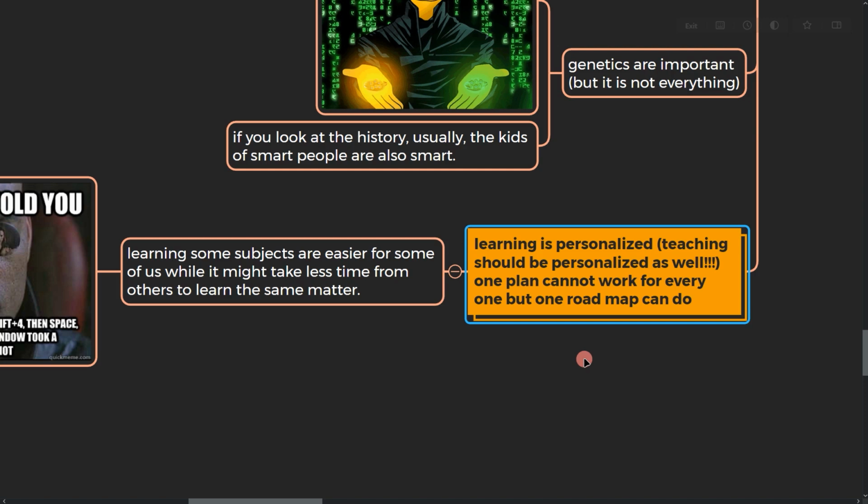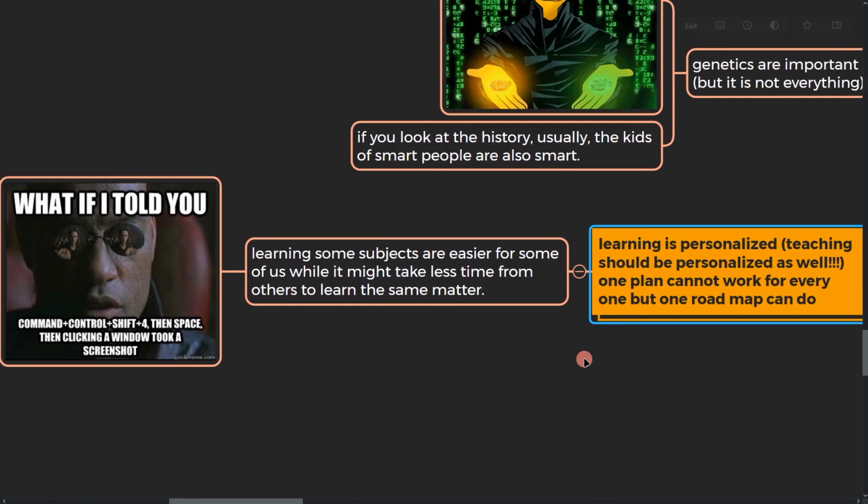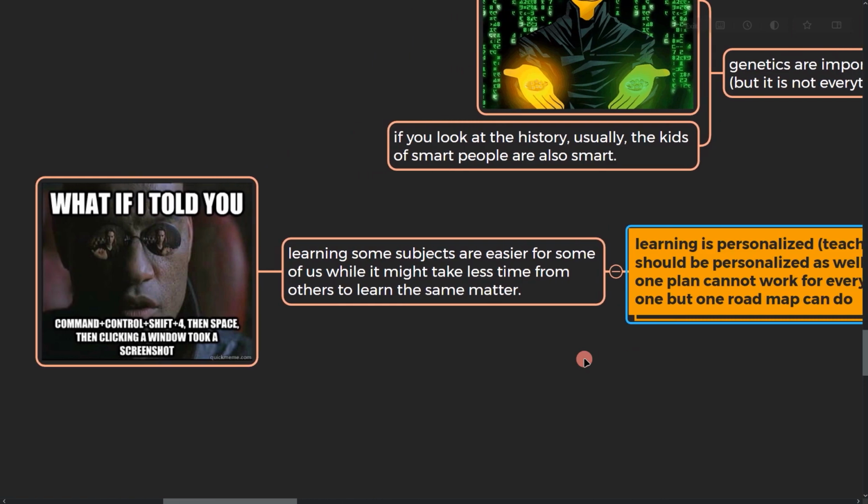But for example, sometimes some of us need to write something down to learn it, and some people need to verbally practice it. People learn differently from each other, okay? And some subjects are easier for some of us and some are harder. For example, some people are really good at math and some others are really good at art.